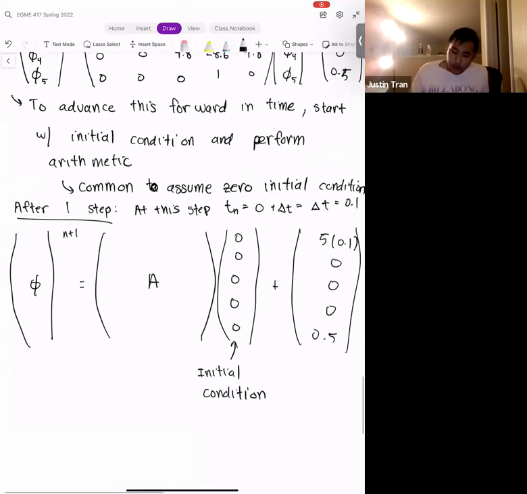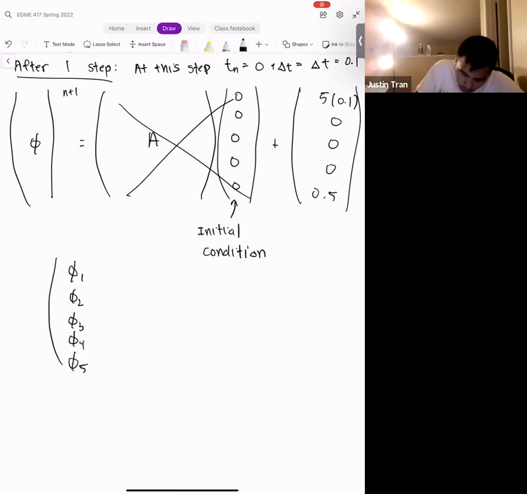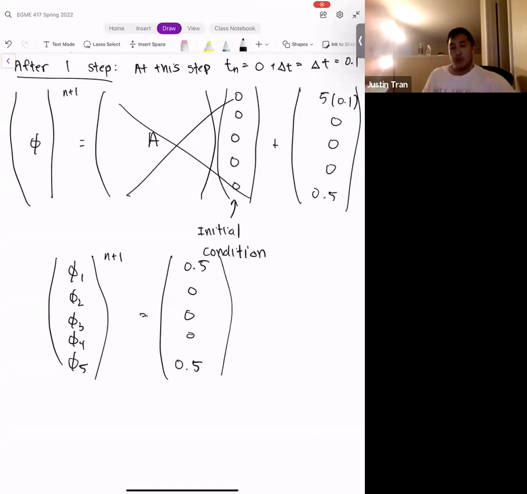Since all this is 0, all this is going to cancel out right here. And so what we get after 1 time step is phi 1, phi 2, phi 3, phi 4, phi 5, at n plus 1, is equal to 0.5, 0, 0, 0, 0.5. So that's what we get after this time step.